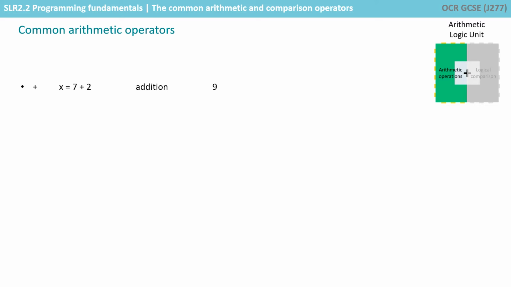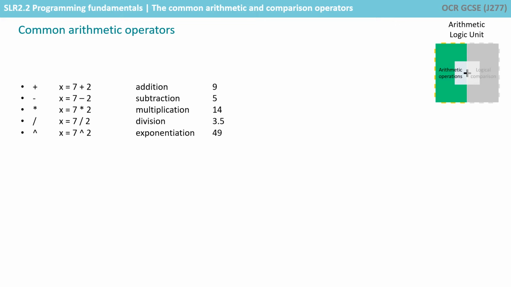So we'll start with the common arithmetic operators. Well, there's one you'll be very familiar with from maths. There's the plus symbol. For example, x equals 7 plus 2. So that's addition. There's the minus or subtraction operator. x equals 7 minus 2. There's the multiplication operator. Now notice here we use the star or asterisk symbol and not the letter x on the keyboard. So x equals 7 times 2. And of course, to round off, there's the division symbol. So for example, x equals 7 divided by 2, 3.5.